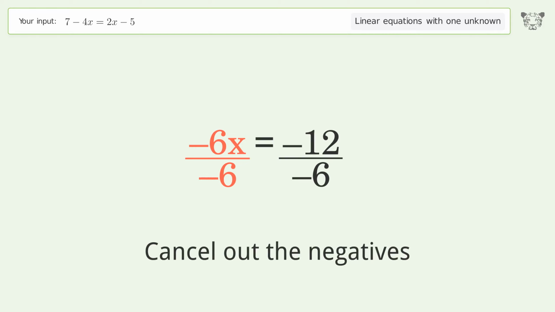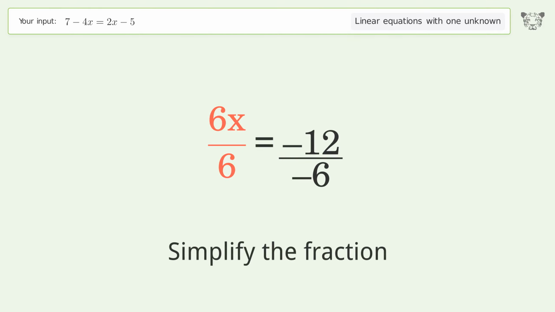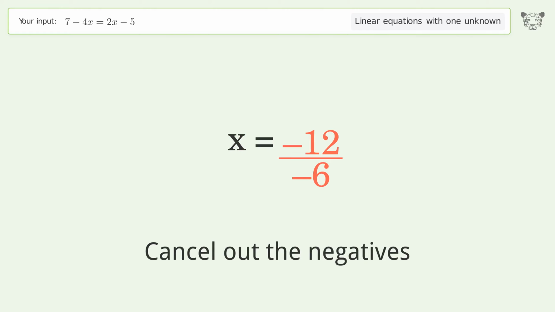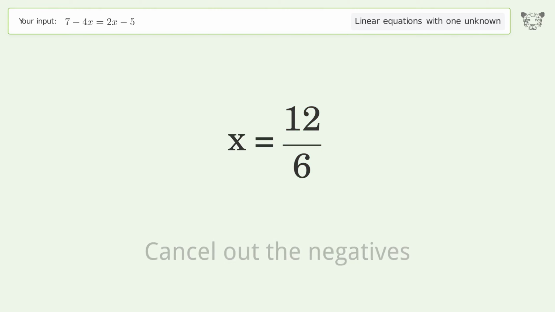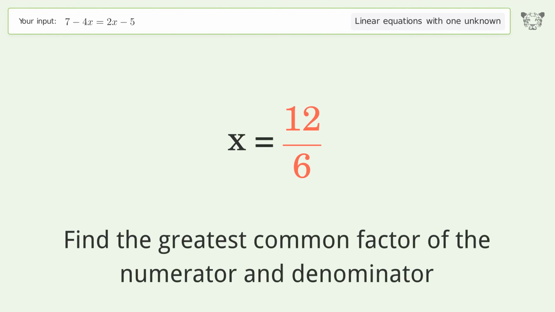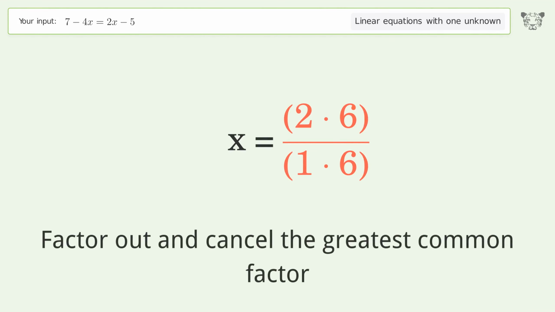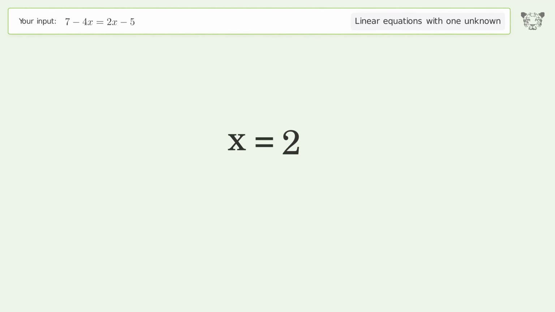Cancel out the negatives. Simplify the fraction. Cancel out the negatives. Find the greatest common factor of the numerator and denominator. Factor out and cancel the greatest common factor. And so the final result is x equals 2.